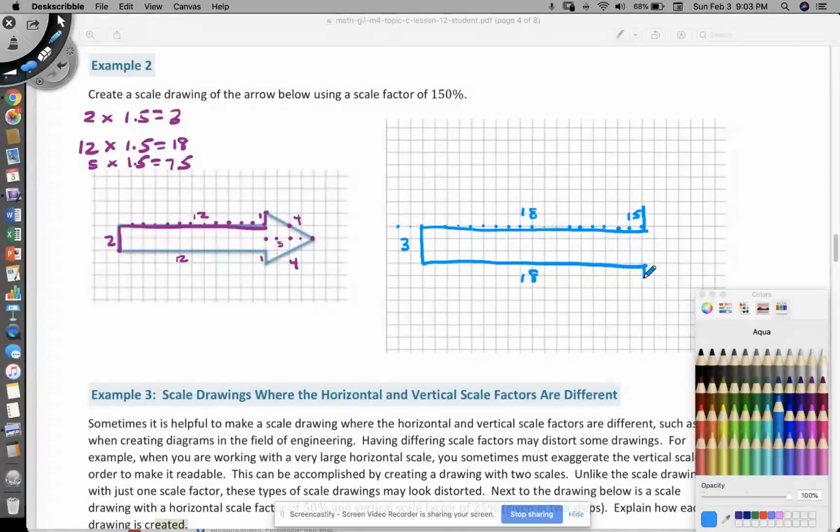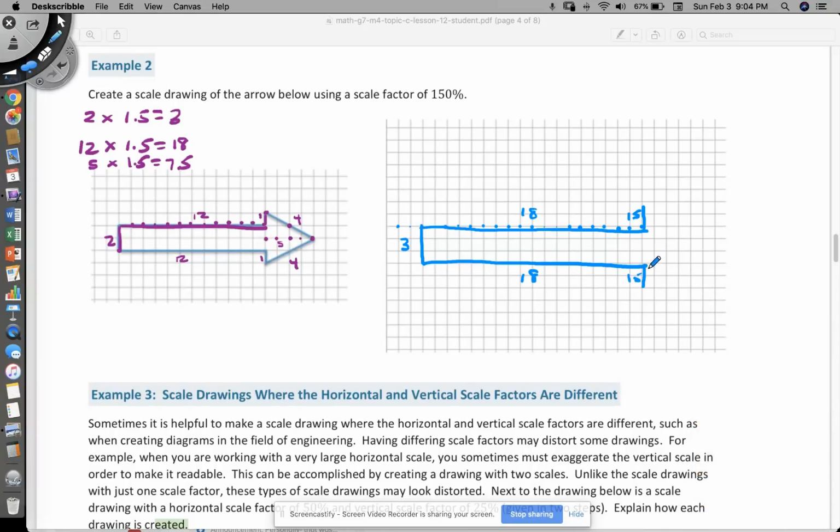Okay, 1.5. That one's not perfect. Not the easiest thing to do on a tablet. Okay, so I'm going to go from 5 to 7.5. 1, 2, 3, 4, 5, 6, 7.5. All right. There you go. So there's your enlarged image of 150%.